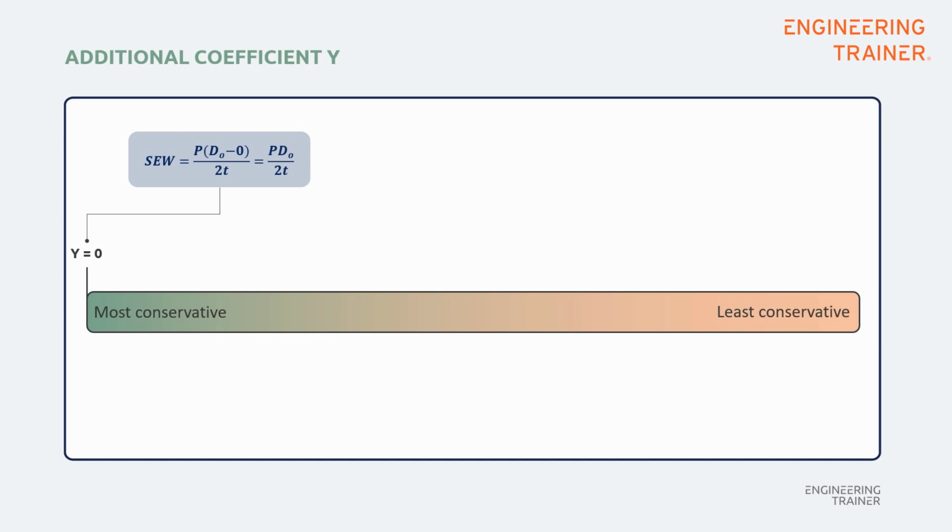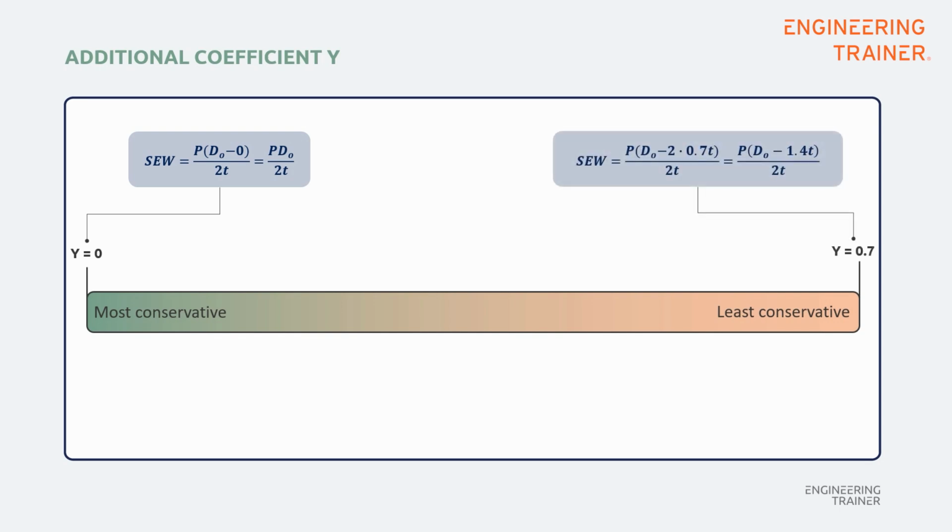The highest allowable value for Y in the B31.3 design code is 0.7. When we fill in this value, the least conservative calculation is used. However, the numerator is still larger than when the inner diameter would be used in the calculation. This means that this is still a more conservative approach than using the inner diameter.